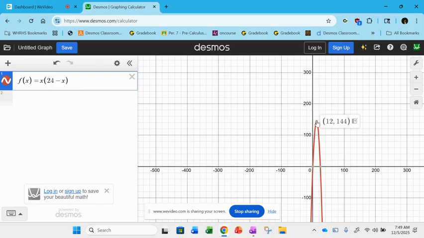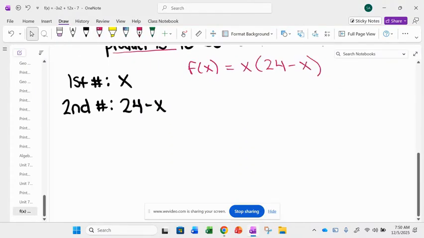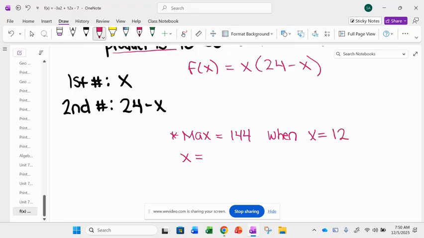So now what we're going to do, as per Desmos, we know that the max is 144. It didn't ask for that. I'm just writing it down. When x is equal to 12. So max is 144 when, put it here, x equals 12. So what does that mean? It means my first number is 12, and the second number, just by coincidence, ends up being also 12, because 24 minus 12 is also 12.